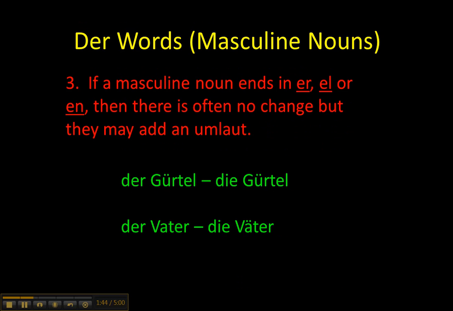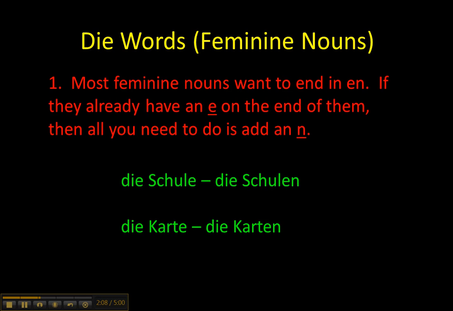Thirdly, if a masculine noun ends in ER, EL, or EN, then there is often no change, but they may add an umlaut. For example, der Gürtel, die Gürtel doesn't change, but der Vater, die Väter. So this one does. Another example of a der word that's very common that does this is der Bruder, die Brüder. So this also does it.